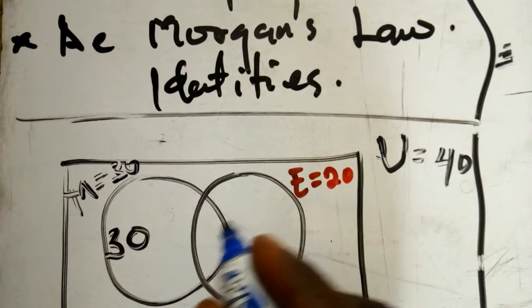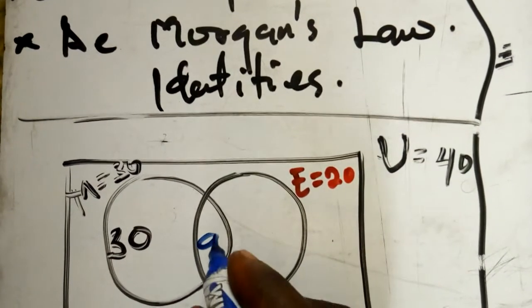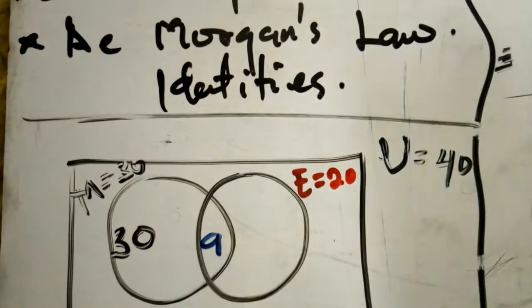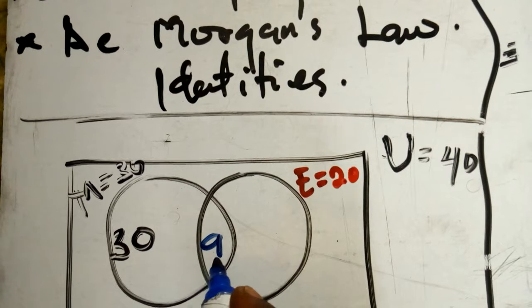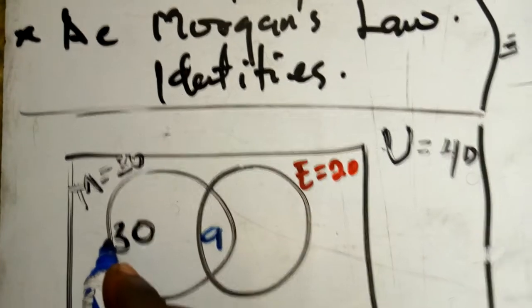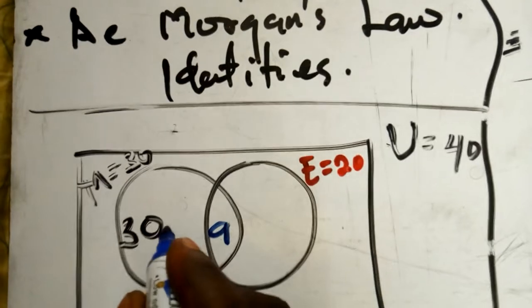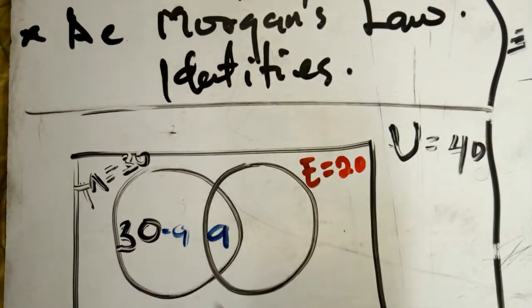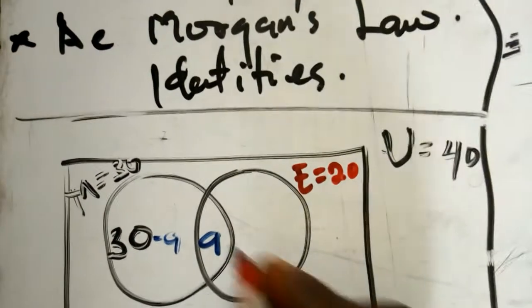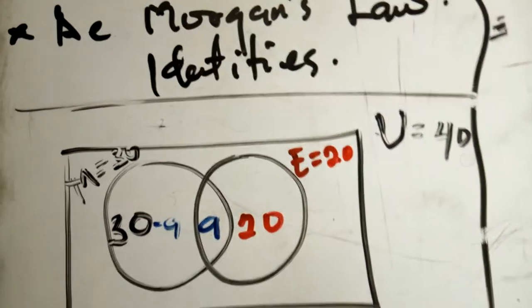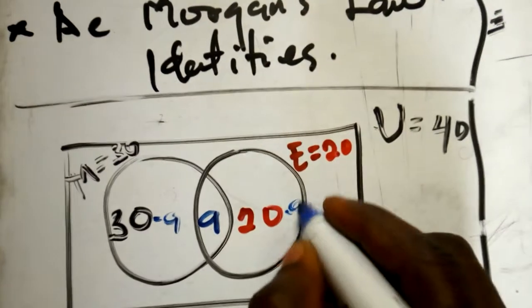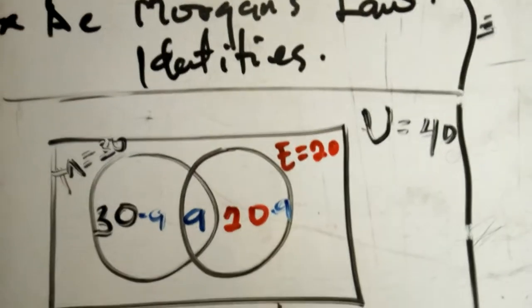So let's name that A, small a. Since these people are doing the two things, you have to take them out of the mathematics set in order for you to know those who are doing only what? The mathematics. So I have minus A over here, and then here will also be 20 minus A over here, right?